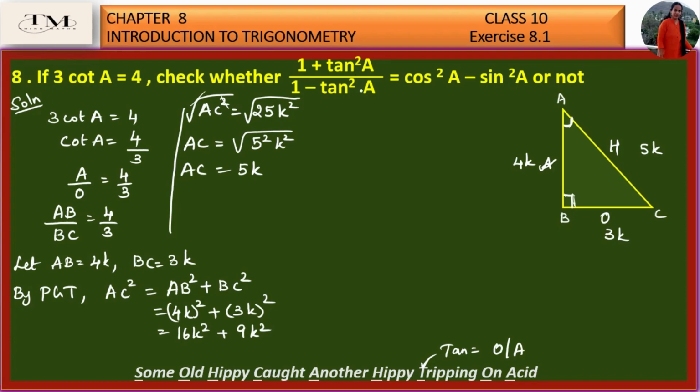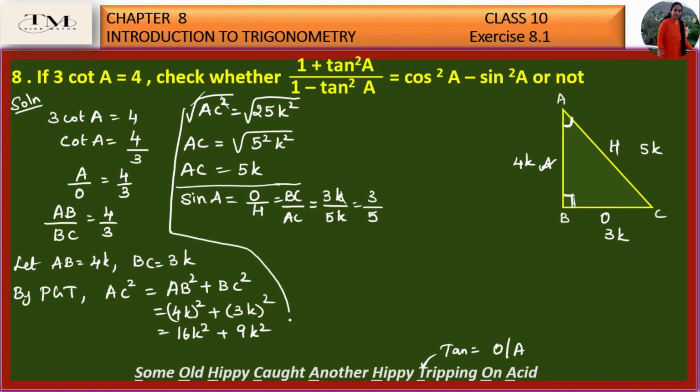Now we have to find out tan A, cos A, sin A. First let us find the value of sin A. So what is sin A? Some old hippie. S stands for sine, O for opposite and H for hypotenuse. So sin is equal to opposite side by hypotenuse, O by H. Which is the opposite side? BC. Which is the hypotenuse? AC. BC is 3K, AC is 5K. K gets cancelled, so the answer is 3 by 5.